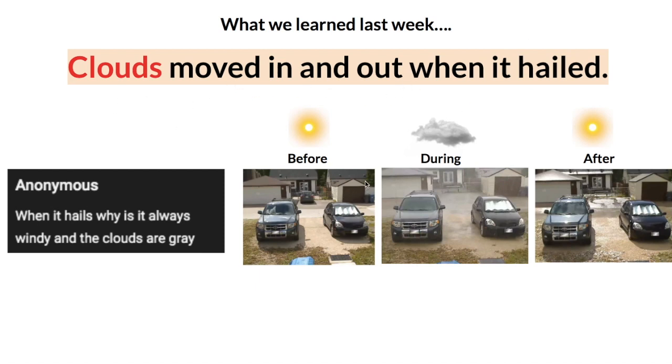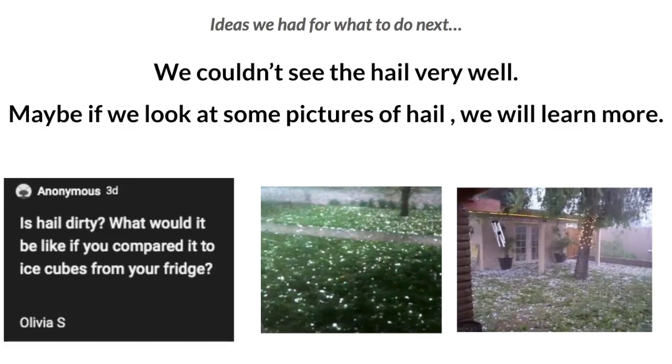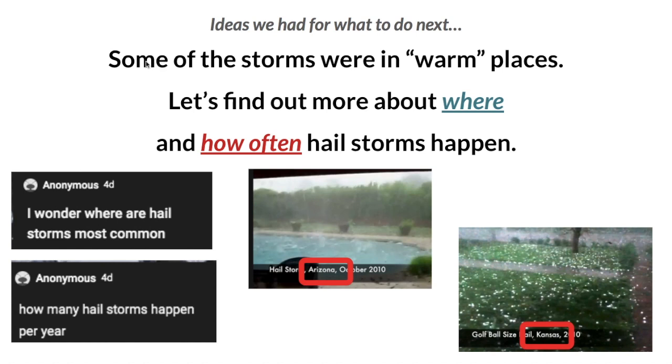In this video, we saw before the hailstorm it was sunny, during the hailstorm it got cloudy, and then after it was sunny again. You also had some ideas for what to do next. Many of you said that you couldn't see the hail very well, and you'd like to look at some pictures of hail to learn more. A lot of you noticed that some of the hailstorms were in warm places, so today we'll find out more about where and how often hailstorms happen.